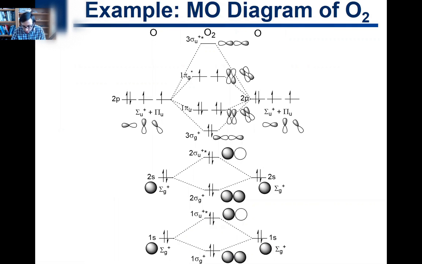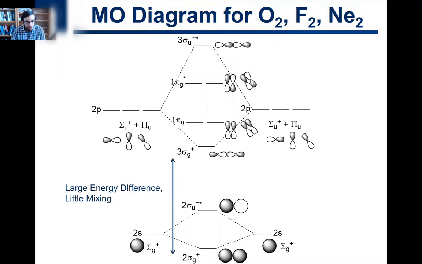Because the 1s orbitals here, again, are core electrons. They don't really participate in bonding, right? So I just reproduced that slide here. And one thing you'll notice is that we have 3 sigma g plus and 2 sigma g plus. Those orbitals are of the same symmetry. And so they're going to mix.